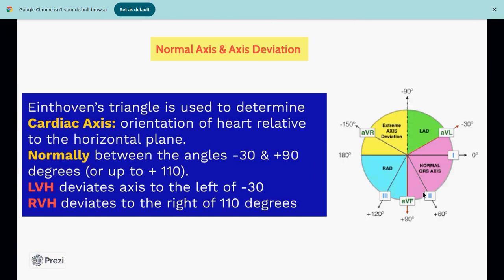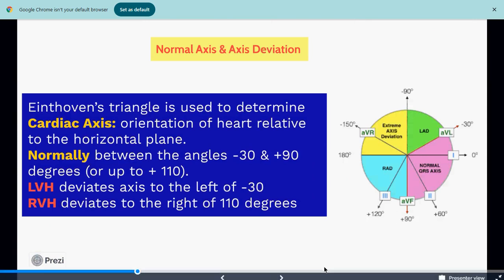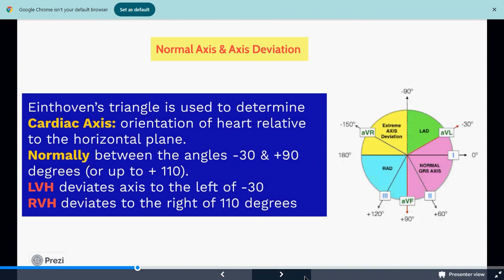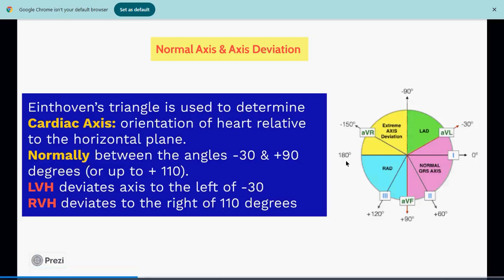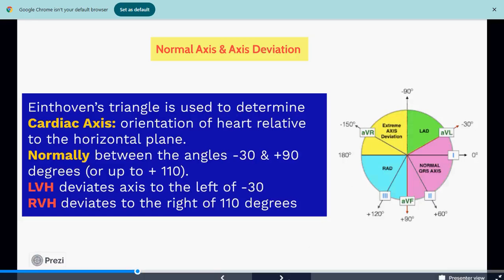If it's right axis deviation, it's from plus 120 to 180. If it was left axis deviation, it's from minus 30 to minus 90. Or if it's facing the opposite direction, like from minus 150 to minus 90, it's extreme axis deviation. Well then, from minus 90 to plus 180, the yellow area here.